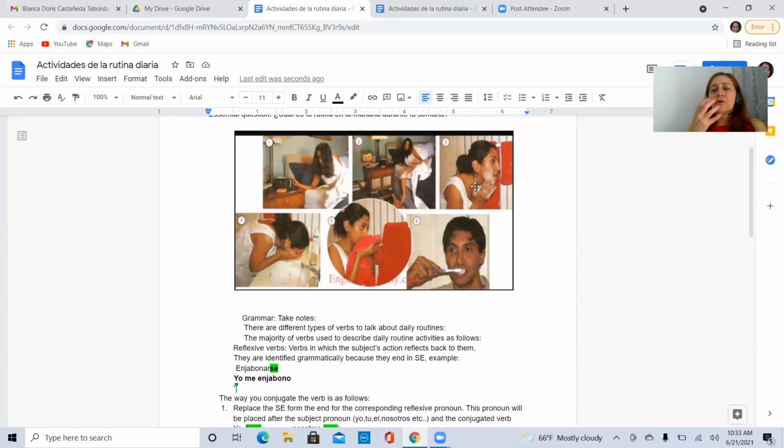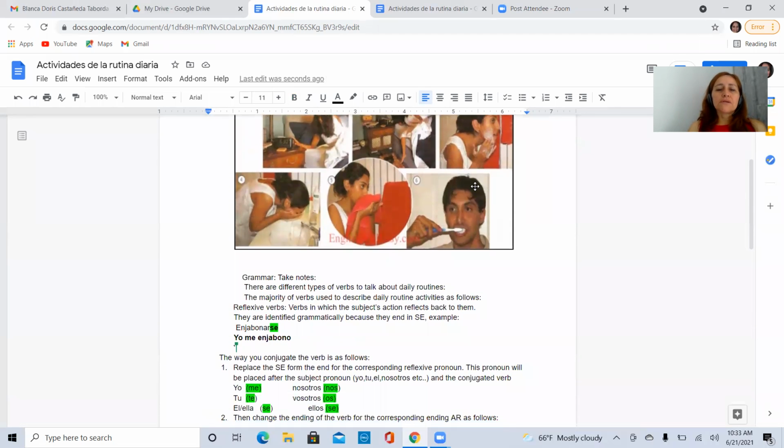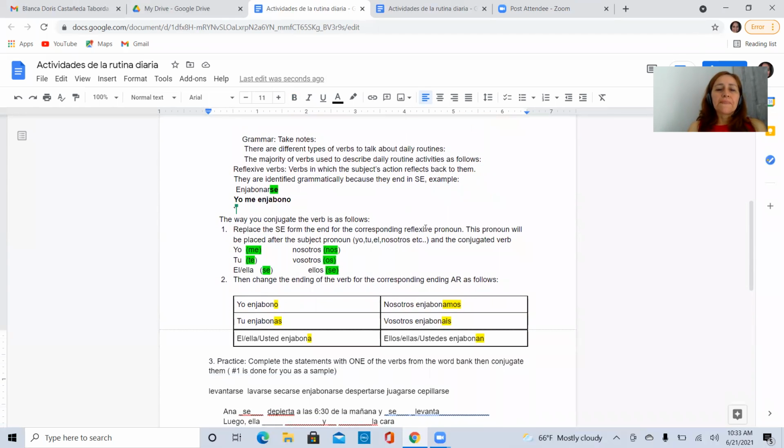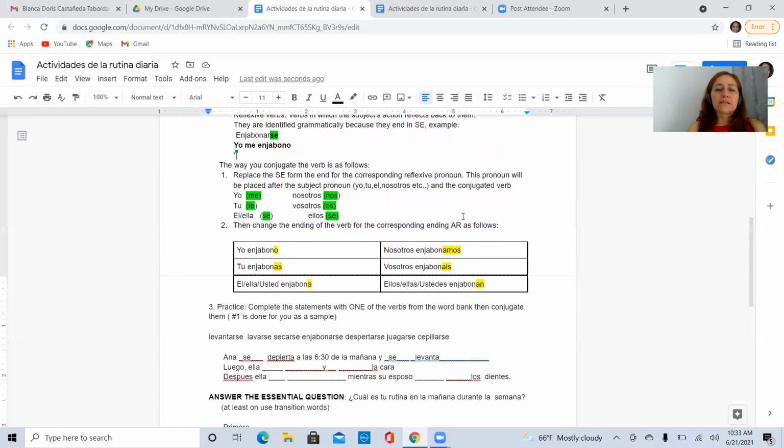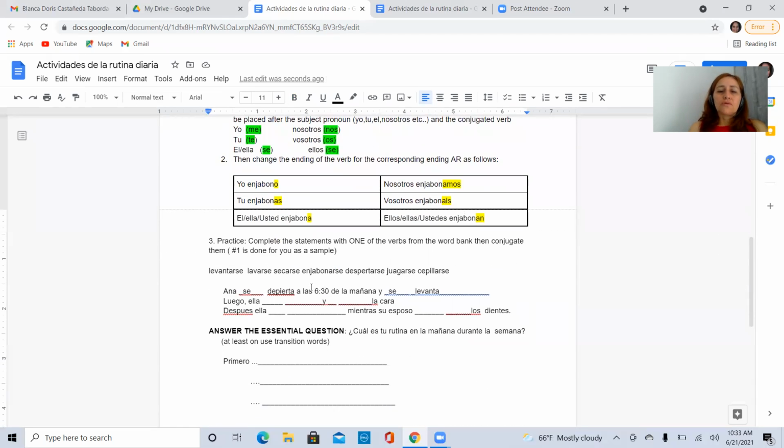Luego, then ella, what else does she do? She puts soap on her face. How do you say to put soap on your face? It's enjabonarse, right? So ella, the reflexive pronoun is the same as the infinitive. What is the ending for the él, ella form? AR verbs end in a. Ella se enjabona. She puts soap on herself.